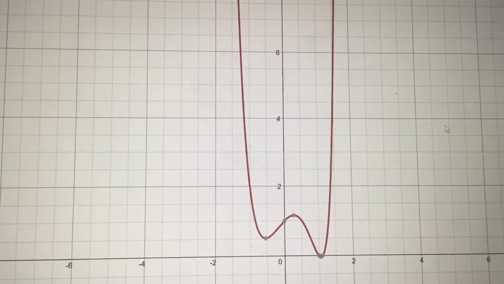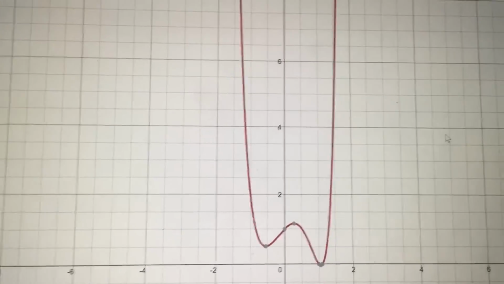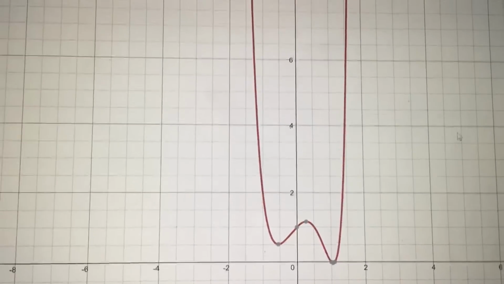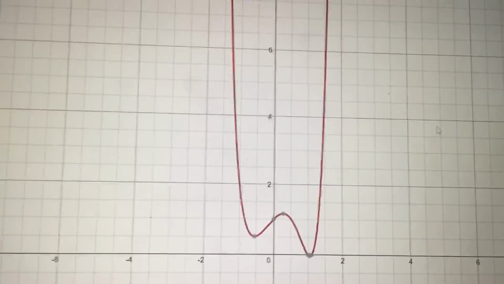A great description of my end behavior would be that it falls to the left, increases, decreases, and rises to the right, and it is not symmetrical.